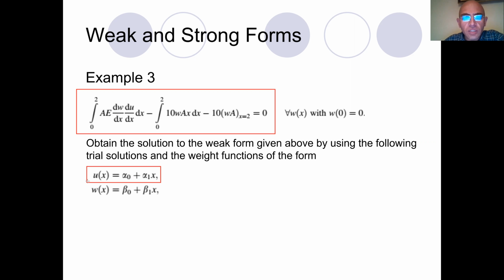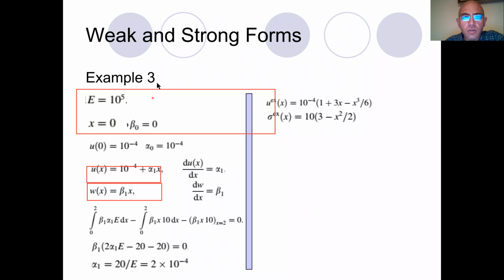Okay, and we are given the weight function. Certainly here, alpha 0 and alpha 1 are the coefficients. Beta 0 and beta 1 are the coefficients. They are constants. Okay, so let's continue.